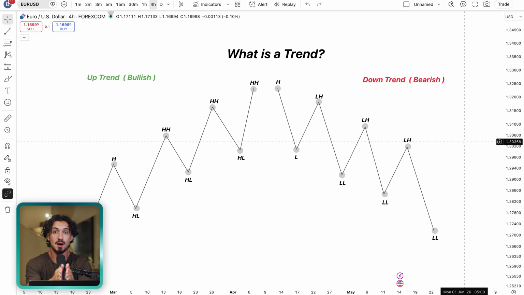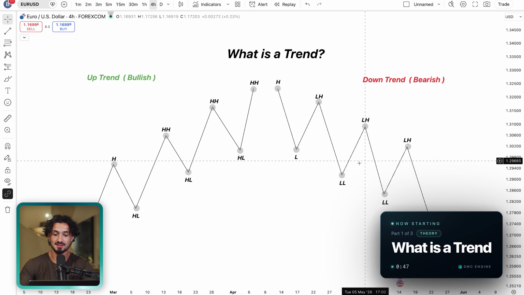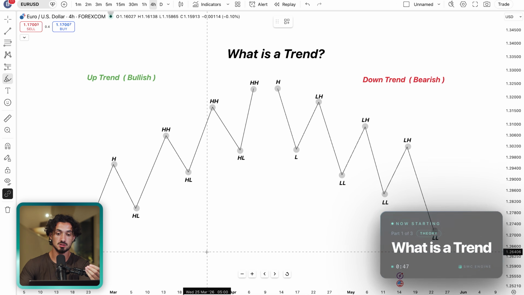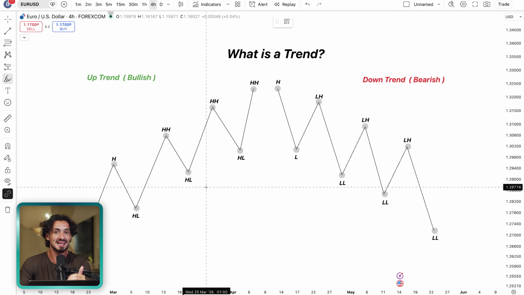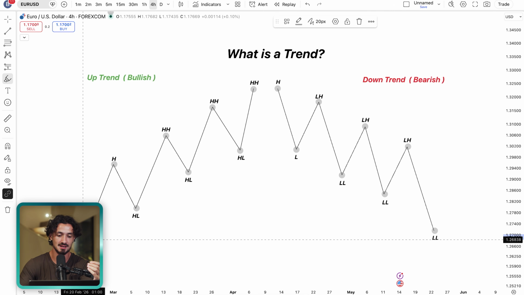Firstly, we're going to look at what is a trend. A trend is a very simple indication and framework that we use to understand where price is likely to go next. And the way we do that is by looking at the historical trend. A trend is simply understanding the external swing points in a price chart.